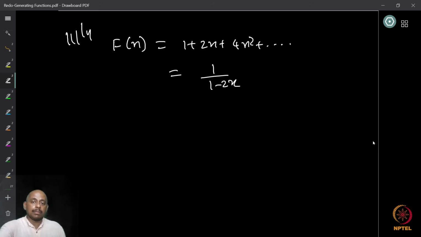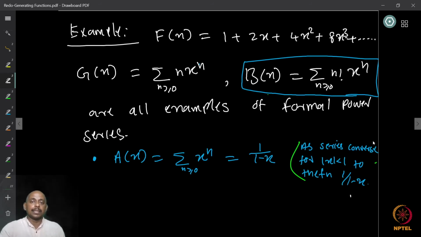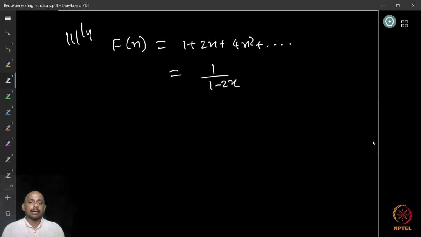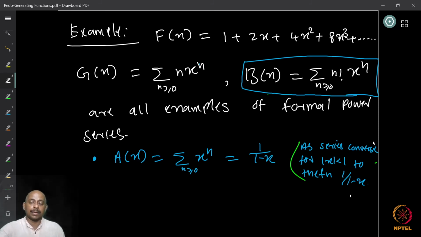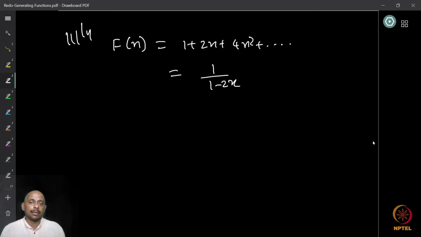So we saw that f of x is equal to 1 plus 2x plus 4x squared plus etc. Now, since we know that 1 plus x plus x squared plus etc., which is the summation x raised to n, is 1 by 1 minus x, let us replace x by 2x. Since x is an indeterminate, 2x is also an indeterminate. If I replace x with 2x, I will get the series 1 plus 2x plus 4x squared plus etc. But since this converges to 1 by 1 minus x, I can say that this series 1 plus 2x plus 4x squared etc.